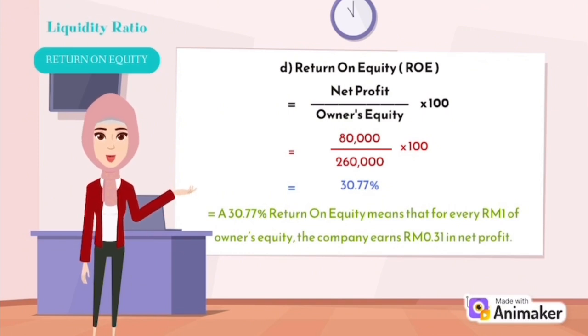Return on equity. The formula for ROE is net profit divided by owner's equity, then multiplied by 100. In this case, the net profit is 80,000 and the owner's equity is 260,000. To calculate, divide 80,000 by 260,000, then multiply by 100. The result is 30.77%. A 30.77% return on equity means that for every 1 ringgit of owner's equity, the company earns 31 sen in net profit.